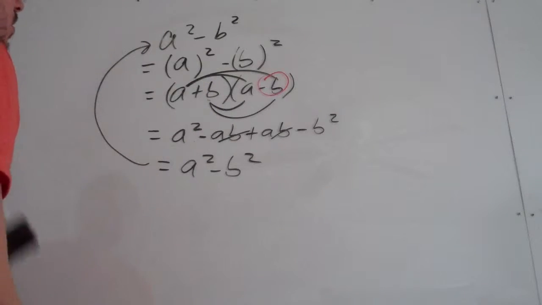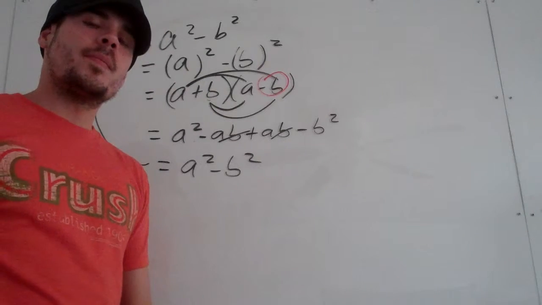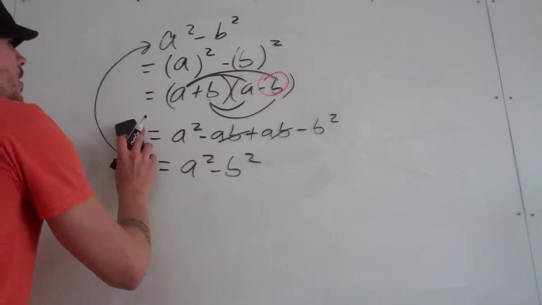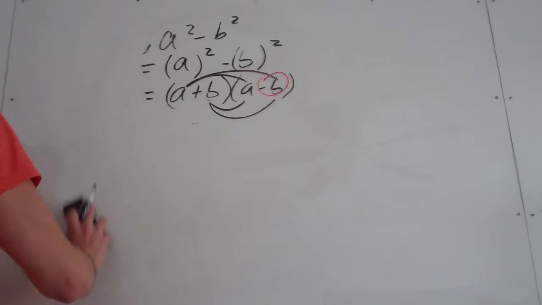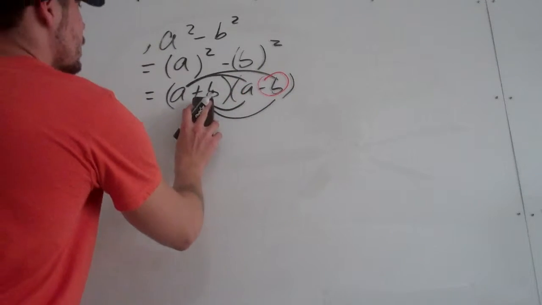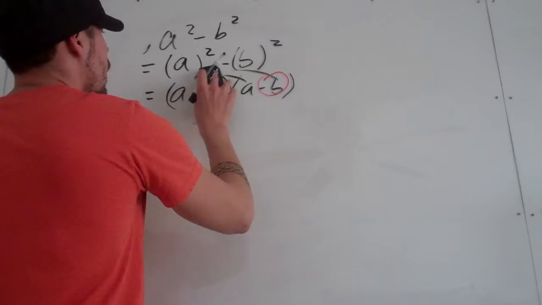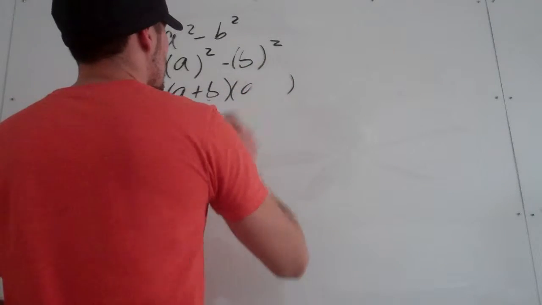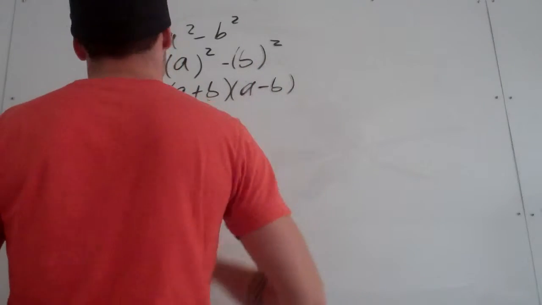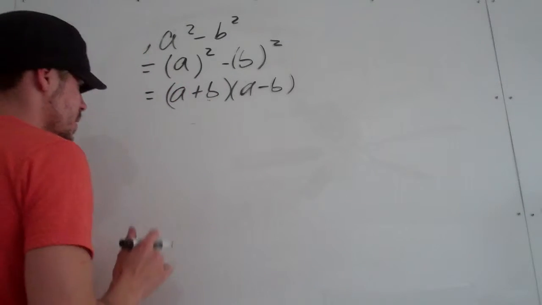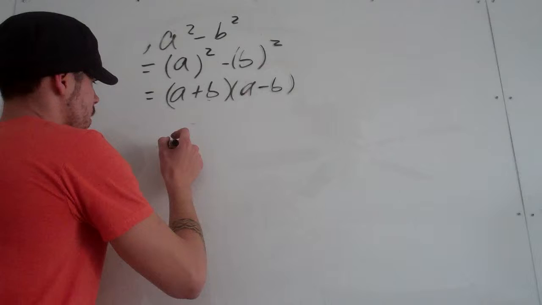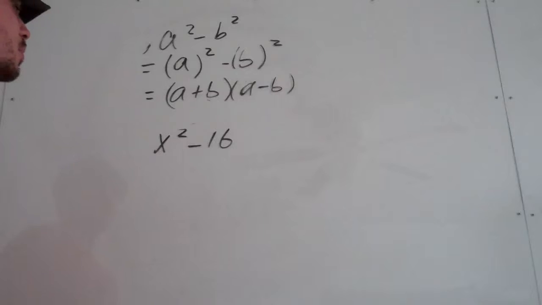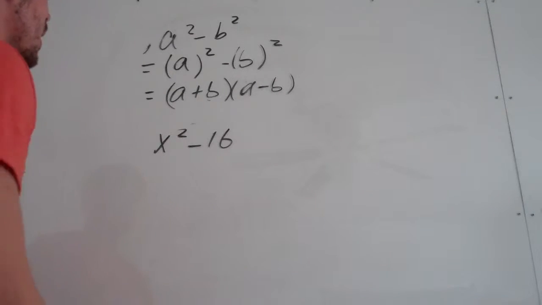Okay. So now I'm going to show you the difference of squares, but with particular numbers. So just remember what I did here. I don't want to confuse you here. Here's a little guideline. So let's say we have x squared minus 16. Your professor's like, factor that thing. Not a problem. Let's do it.